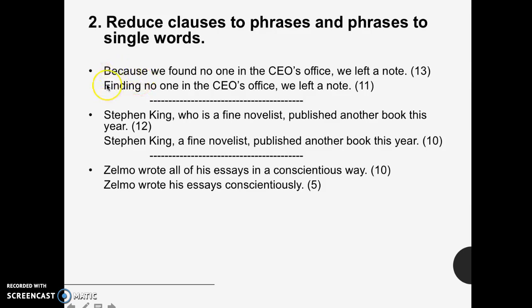Also, what it will do is give you some sentence variety. So, reducing this clause to just a phrase introduces a new writing style or a new sentence structure. Stephen King, who is a fine novelist, published another book this year. Here we get rid of the who is, so that's one thing we can reduce and make it positive. Stephen King, a fine novelist, published another book this year. And here we are reducing phrases to single words. So instead of in a conscientious way, we reduce that to just conscientiously, the adverb.